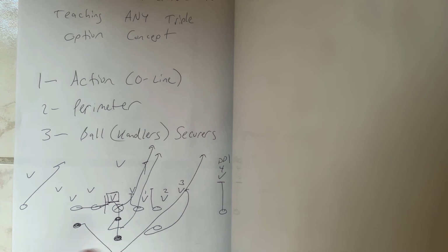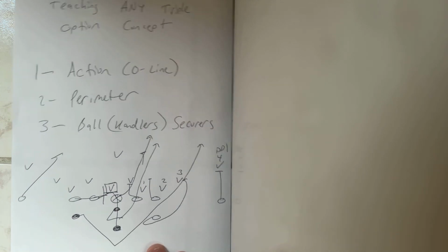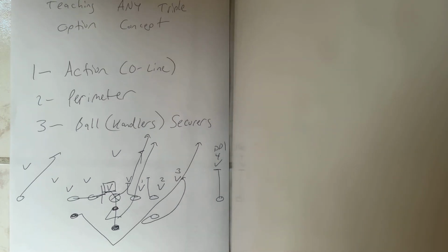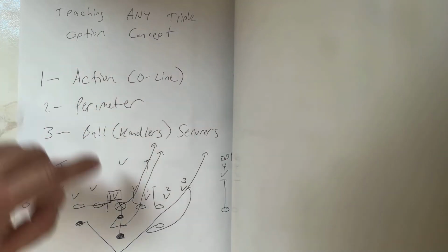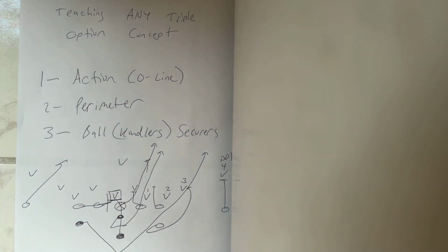Now, number 3 are the ball secures. The ball secures, then you can teach them. But here's the key, coaches. You got to teach this first because it all starts here. Because the bottom line is this: if your center doesn't know what he's doing, you're screwed. It's over. You're done. You will lose the game in the A gaps. So that's why you got to teach the action first.